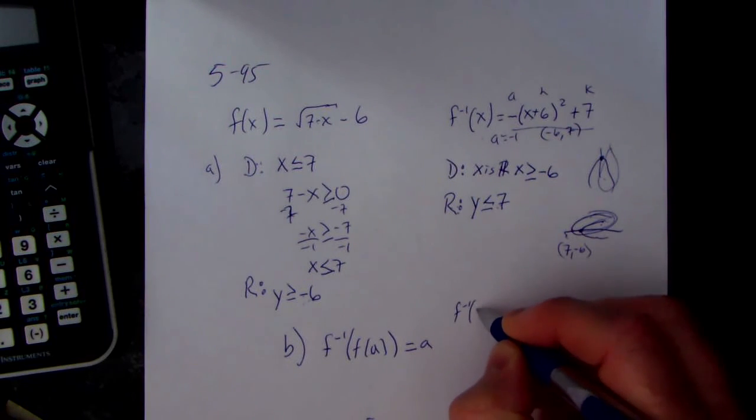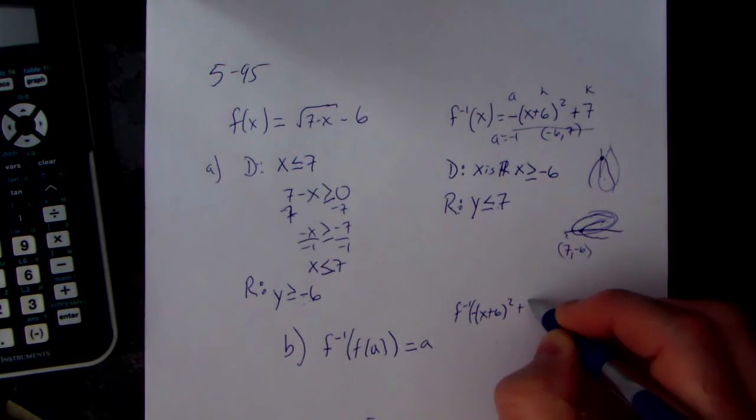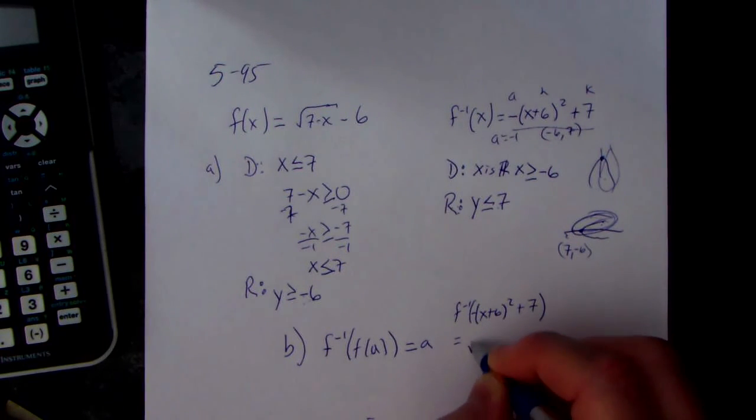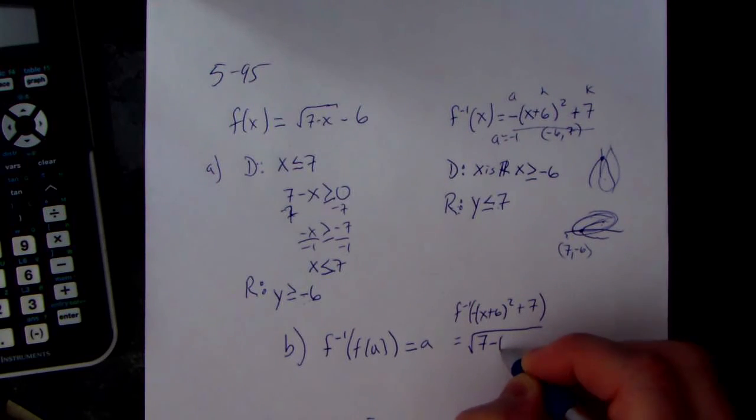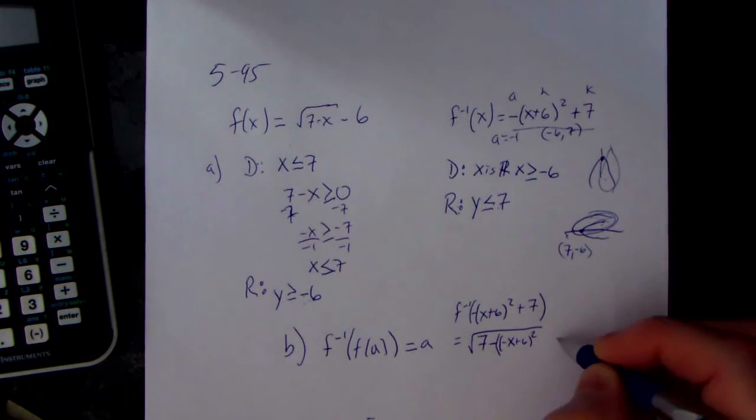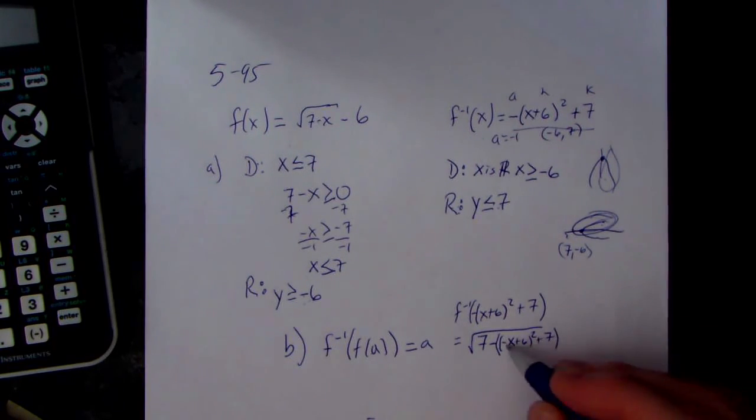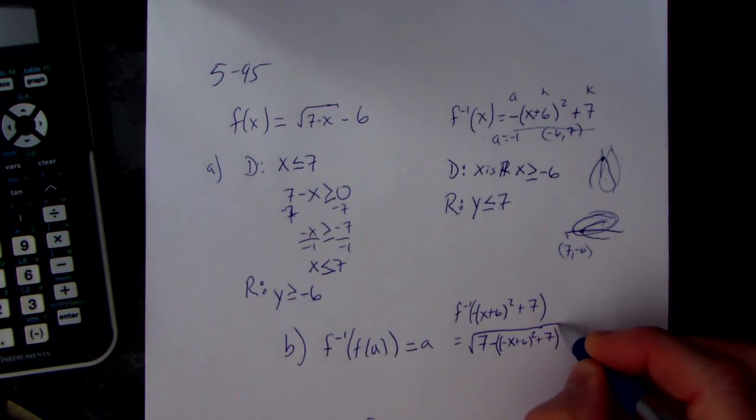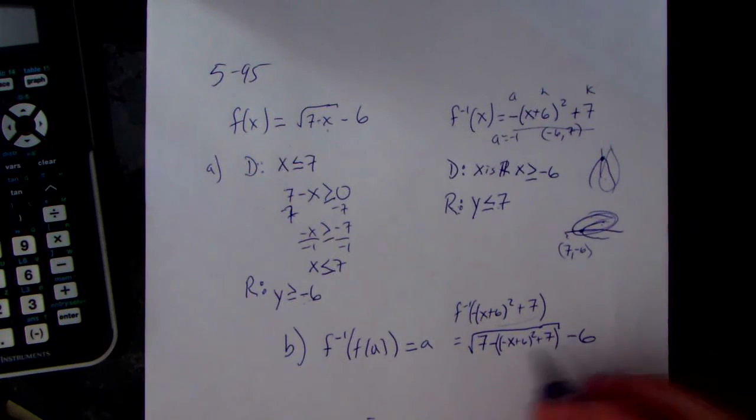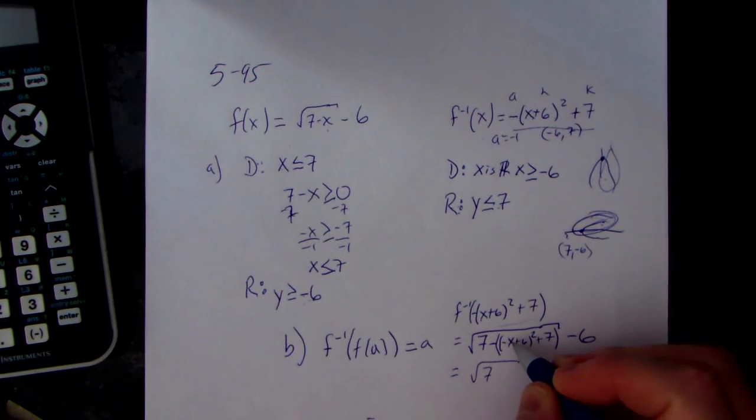So f negative 1 of opposite of x plus 6 squared plus 7 is going to be the square root of 7 minus that whole thing. You need to put an extra set of parentheses there because we've got a big expression that we're putting in there. So remember that whatever's inside here is what replaces the x up there, and then a minus 6 on the outside. So it's going to be the square root of, oh no, I had that in the right place. That's got to be there, not that one.